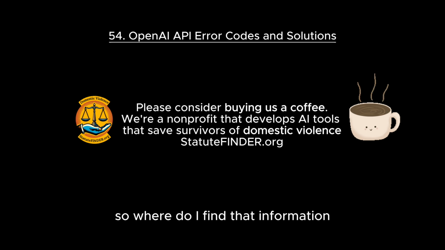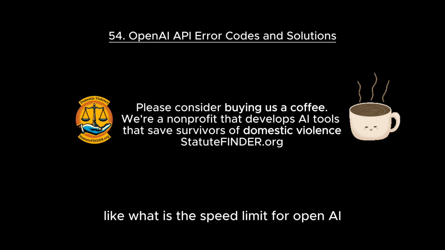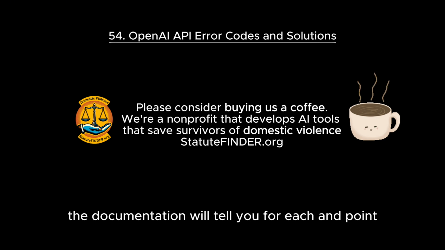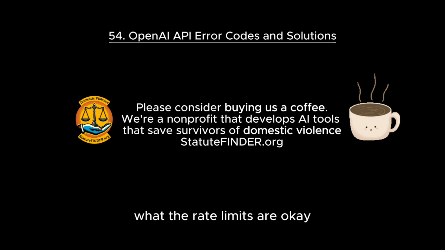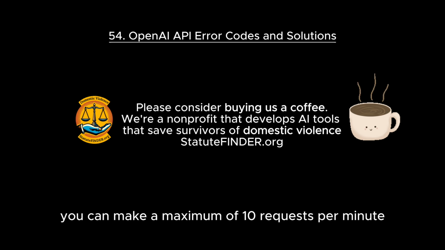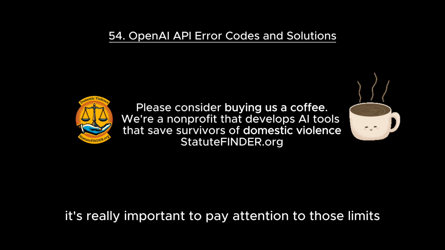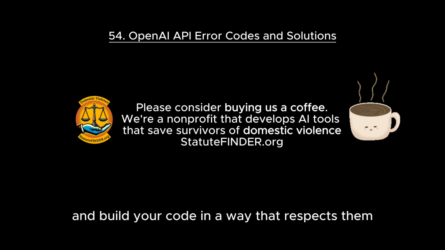Yeah, that makes sense. So where do I find that information? Like, what is the speed limit for OpenAI? Usually the documentation will tell you for each endpoint what the rate limits are. It might say something like, you can make a maximum of 10 requests per minute. It's really important to pay attention to those limits and build your code in a way that respects them.